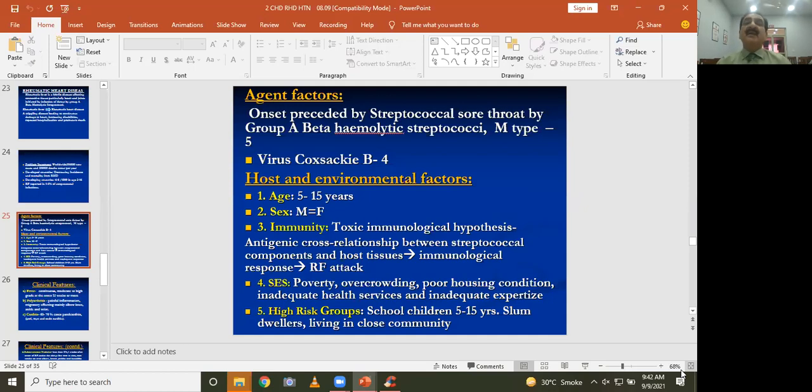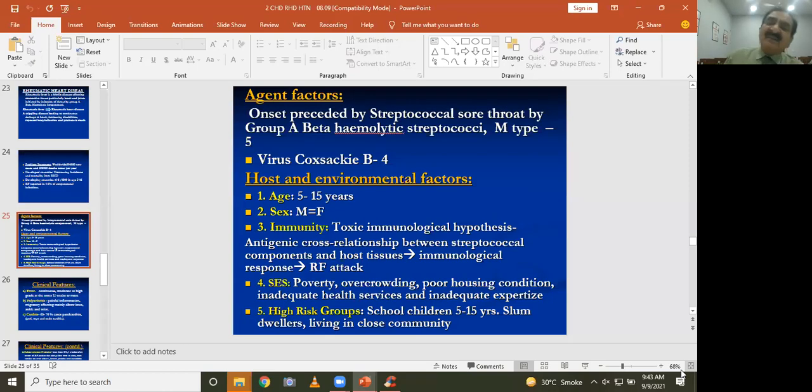I'll let you know how the immunity develops and how the target tissues are involved in the next couple of lines. What are the host factors? Who are the people who are at more risk of having it? And what are the environmental factors?